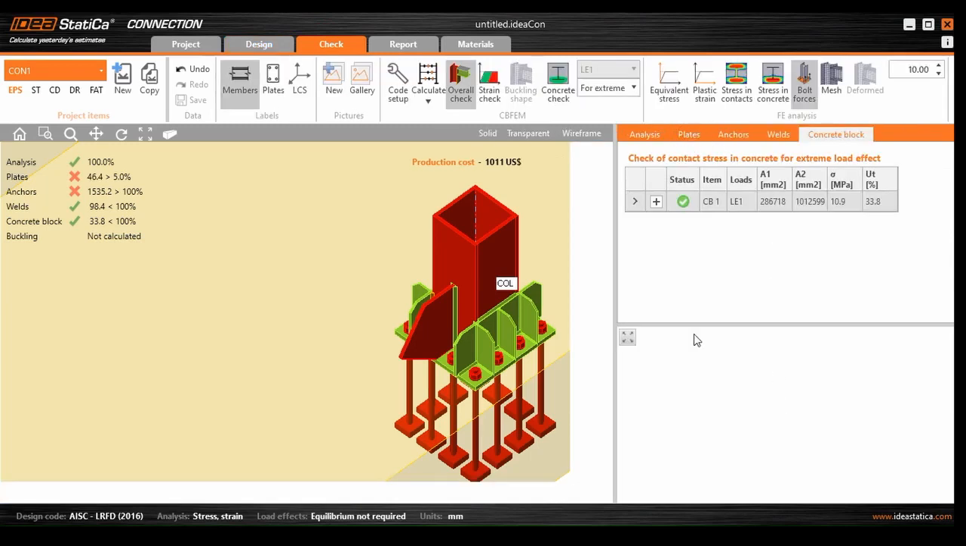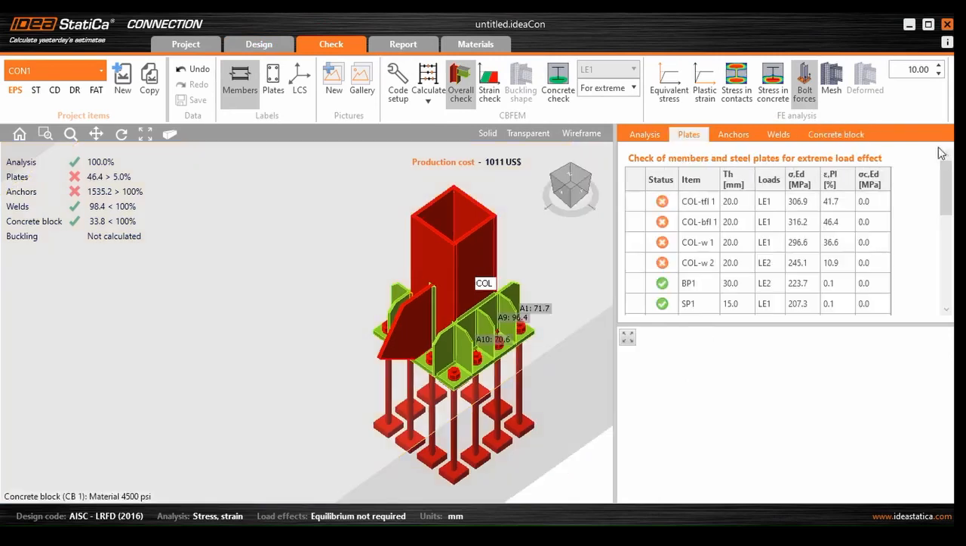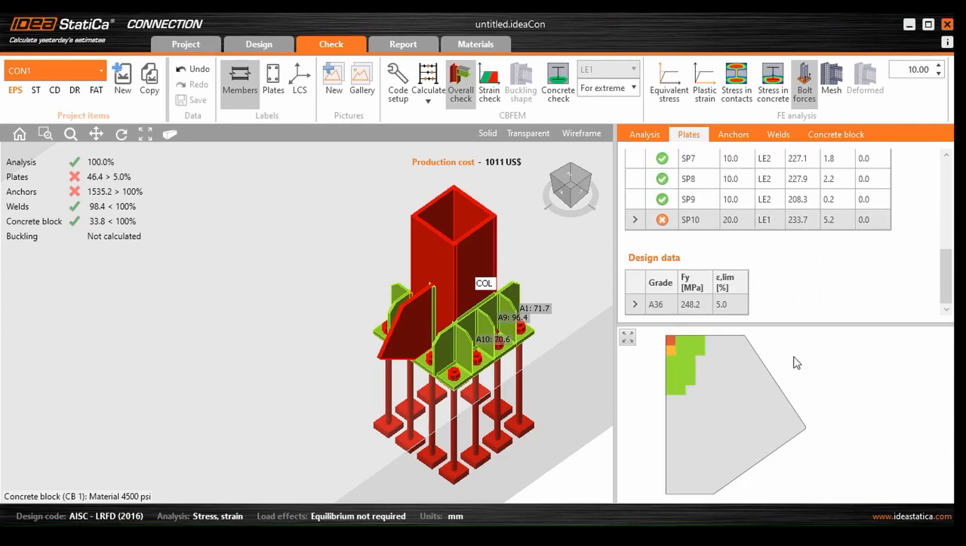and then click on plate, okay, as you see, then find SP10 and then click on it. As you see, only a very small portion of the plate has passed the criteria of 5% strain limit, but most of the plate is under that limit.